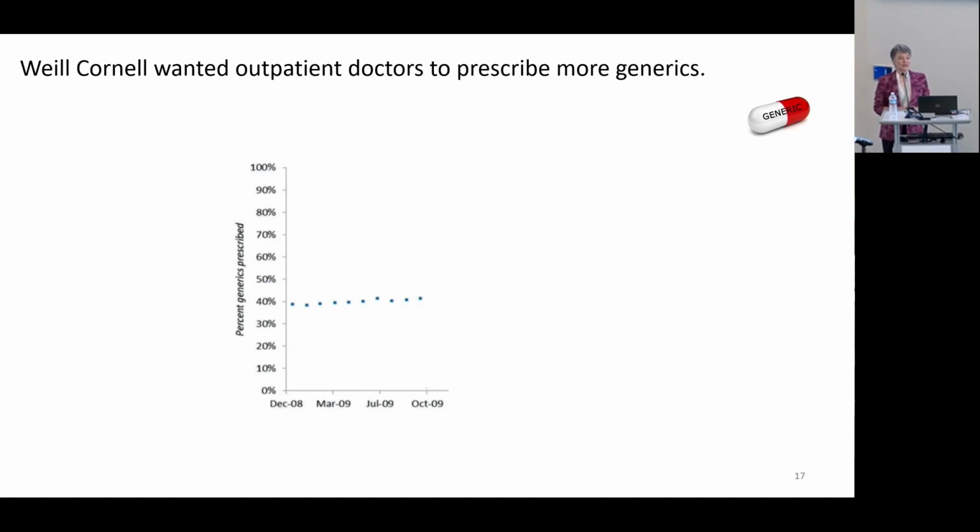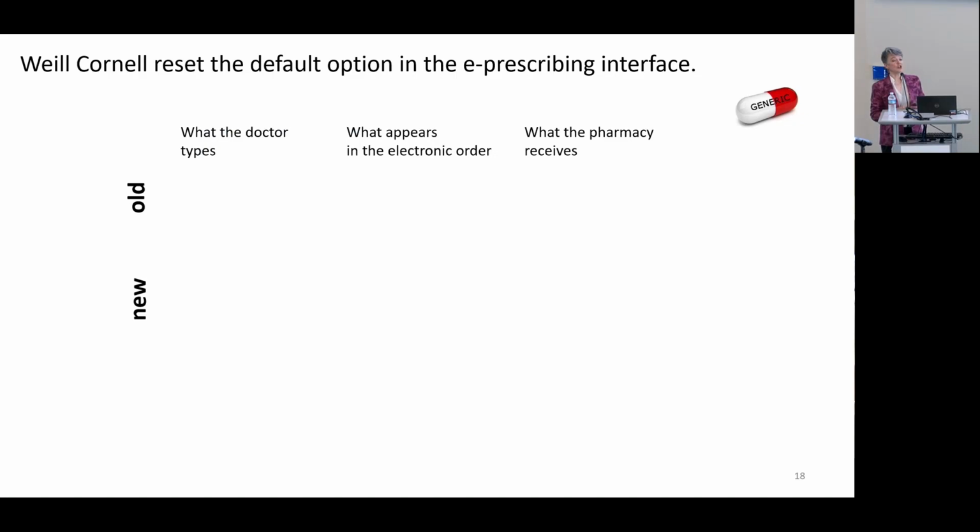So about this time, the Cornell Health Information Technology folks, in collaboration with medical leadership, said, look, let's try to hurry this along. Let's really try to make this happen. And so they redesigned the order entry interface. So this is the electronic prescription that your doctor calls up every time they want to make a prescription.